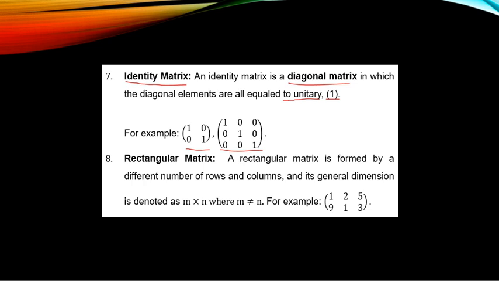Type 8, you have a rectangular matrix. We can quickly compare this to a square matrix. In a square matrix, the numbers of rows and columns are equal, but in a rectangular matrix, the numbers of rows and columns are different. If you take it to plane shapes, you know a square has all its sides equal, but a rectangle has two sides, length and breadth. The length is longer than the breadth, and you can see that in this matrix. The length is like the rows, which is longer, two rows, and the breadth is column-wise. So in this matrix, M is not equal to N. That is, the number of rows is not equal to the number of columns. That is a rectangular matrix.